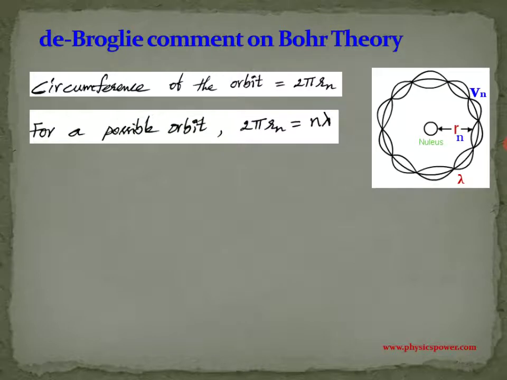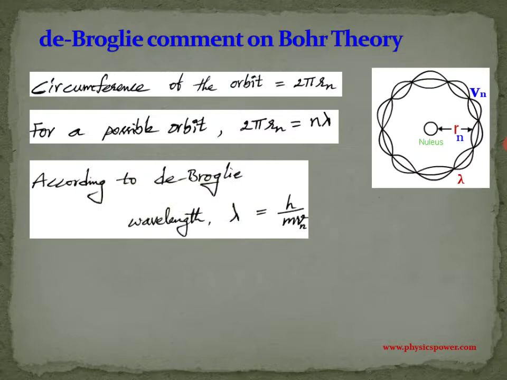So for a possible orbit, it compulsorily should be equal to lambda or 2 lambda or 3 lambda and so on. The total circumference of the electron's orbit around the nucleus compulsorily should be an integral multiple of lambda. So only orbits with integral multiples of lambda are possible, which means according to Bohr theory just a finite set of orbits is available. So he is also supporting Bohr with his analysis.